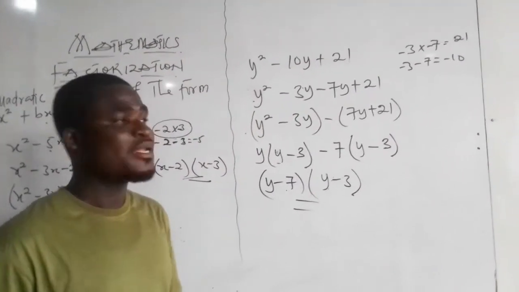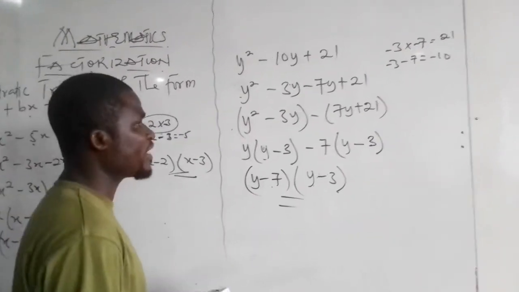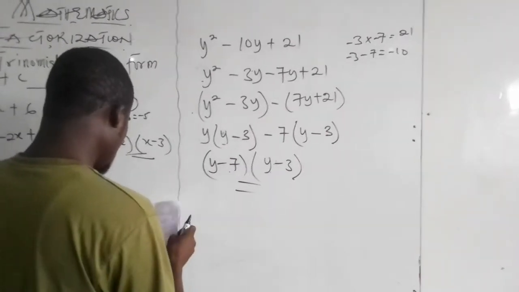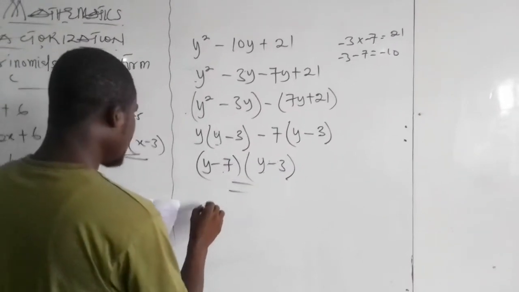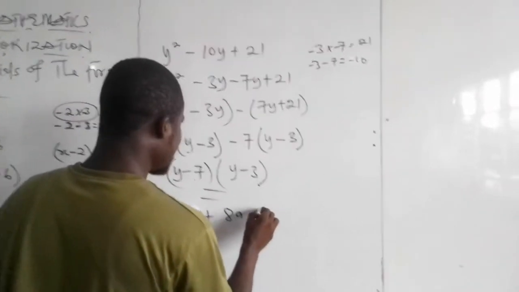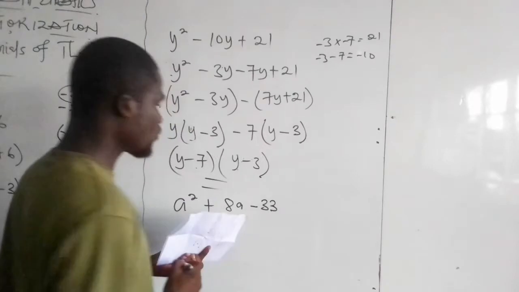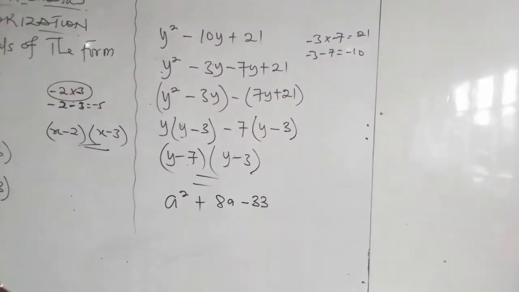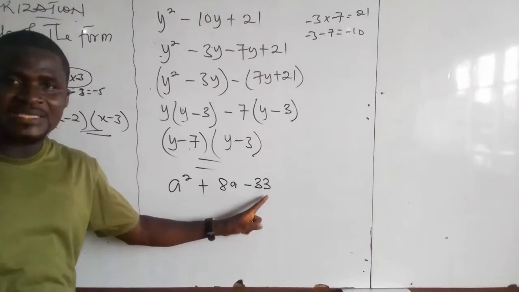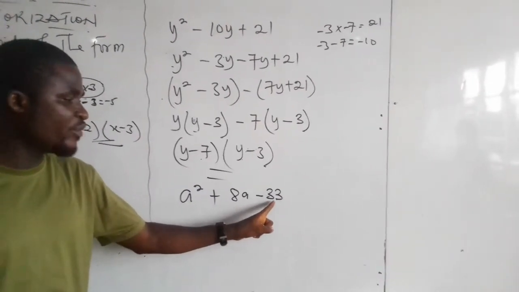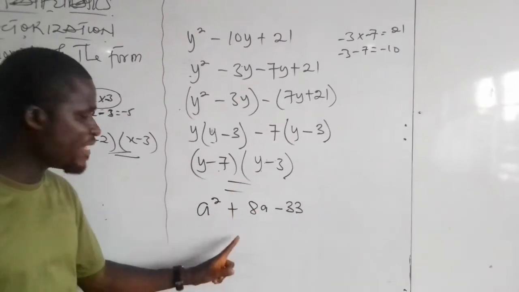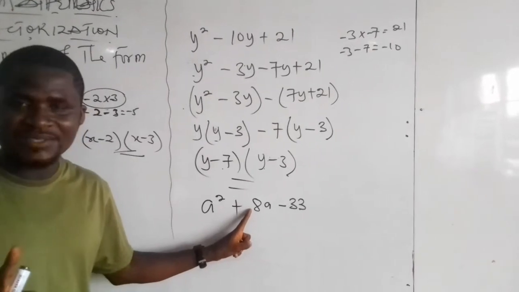So take note. Now I want you to try this example for me. We are going to have a squared plus 8a minus 33. Good. Now, we are going to look for two numbers that if you multiply, it will give you negative 33. But the same two numbers, when you add them, it will give you positive 8.